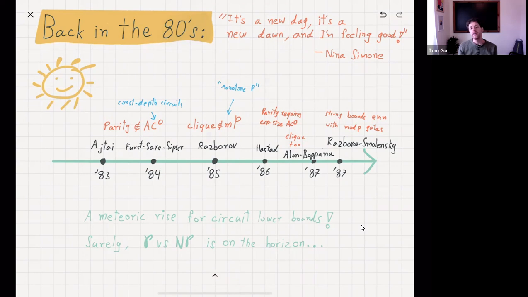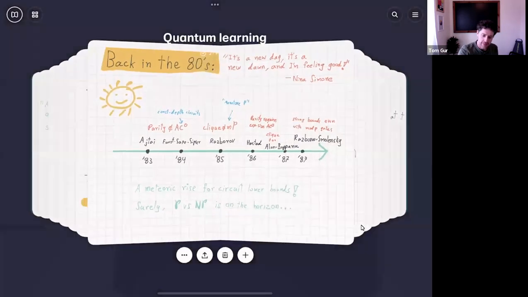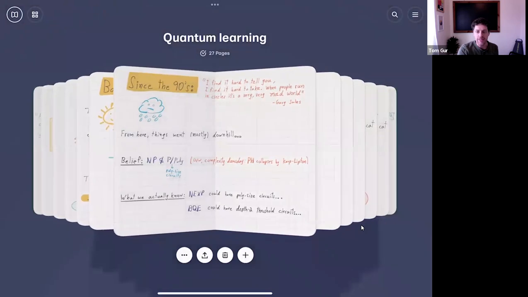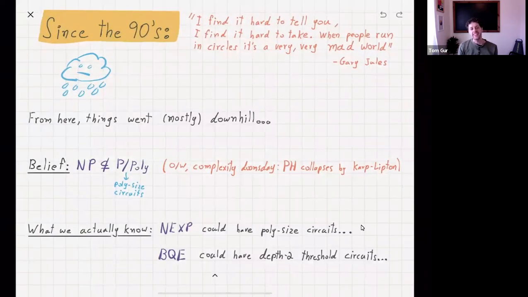for CLIQUE. And we extended beyond AC0. We added some parity gates, and it just seemed very, very promising. However, then the 90s came, and from here things went mostly downhill.